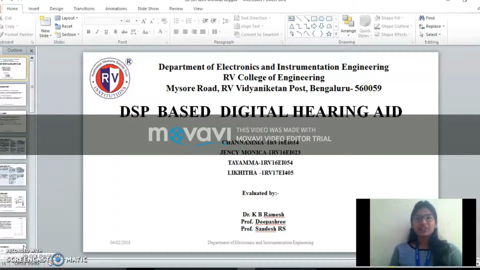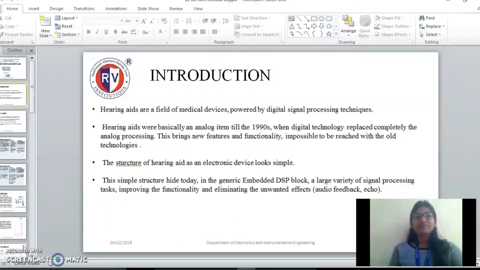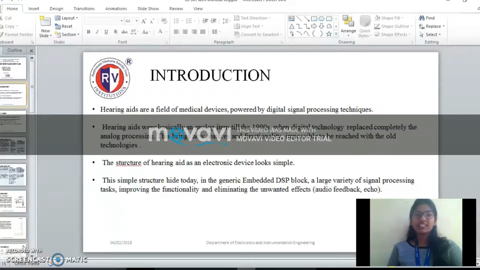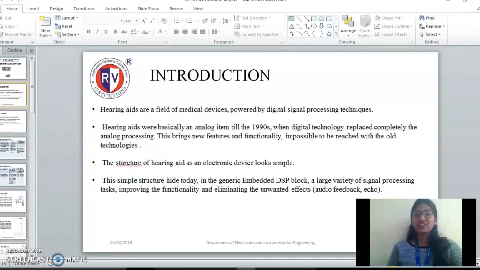So first of all, coming to the introduction of this project. Hearing aids are basically devices that are designed to improve hearing by making sound audible to a person with hearing loss. Hearing aids are a field of medical devices that are powered by digital signal processing techniques. Development of hearing aid modules is realized usually in the first stages using prototyping boards equipped with special embedded DSP.